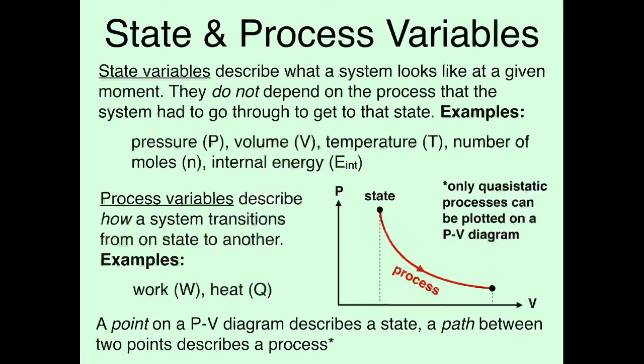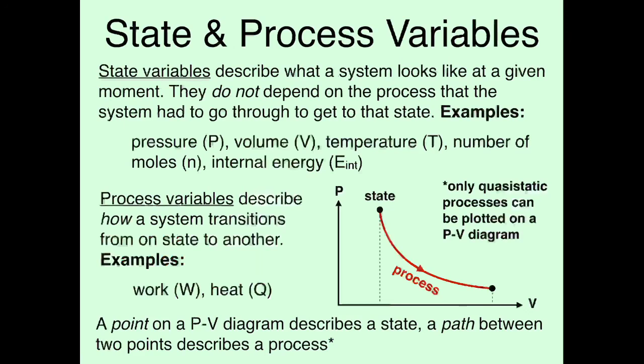It's really important to be able to understand the difference between a state and a process variable. So let's start with the state variables. A state variable is something that describes what a system looks like at a given moment in time. So in other words, a state variable does not depend on how the system got to its current state. It just has to do with what the current state is.